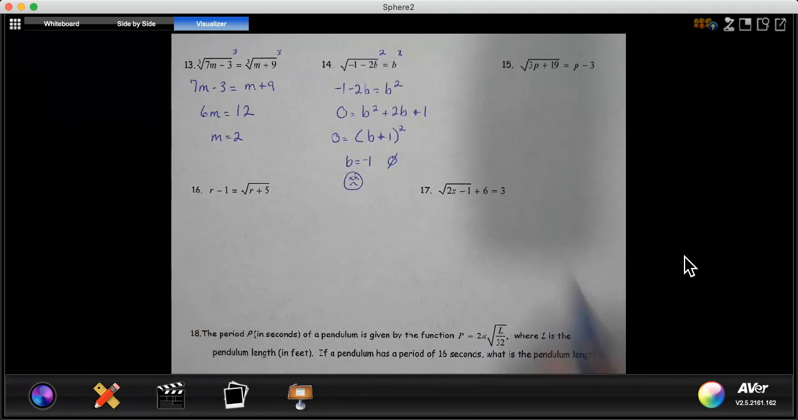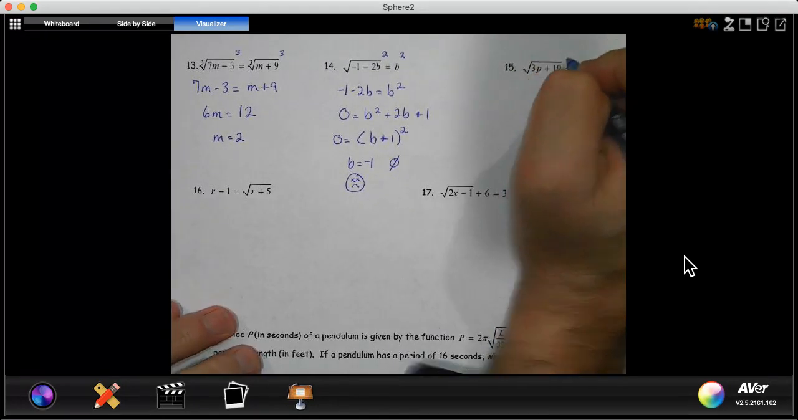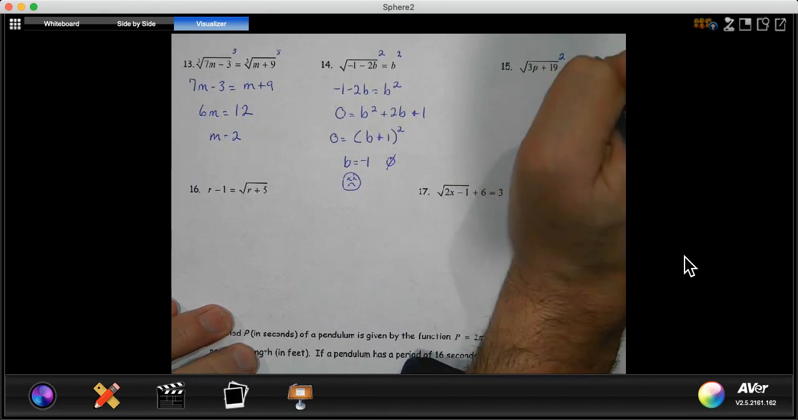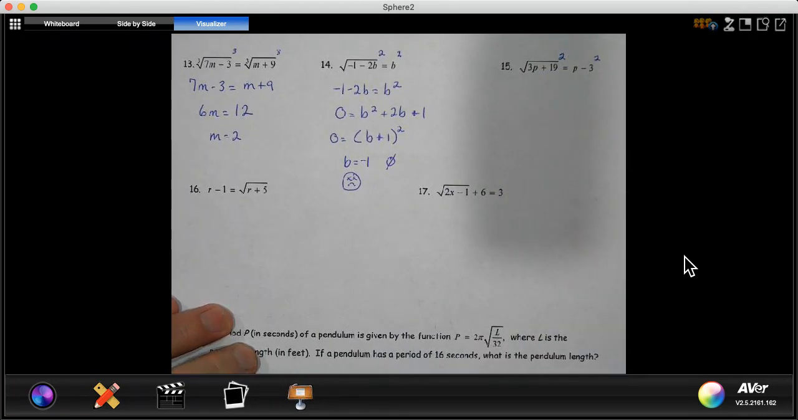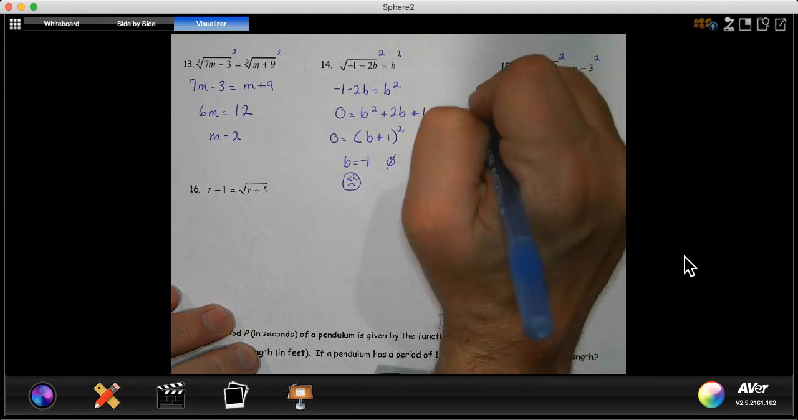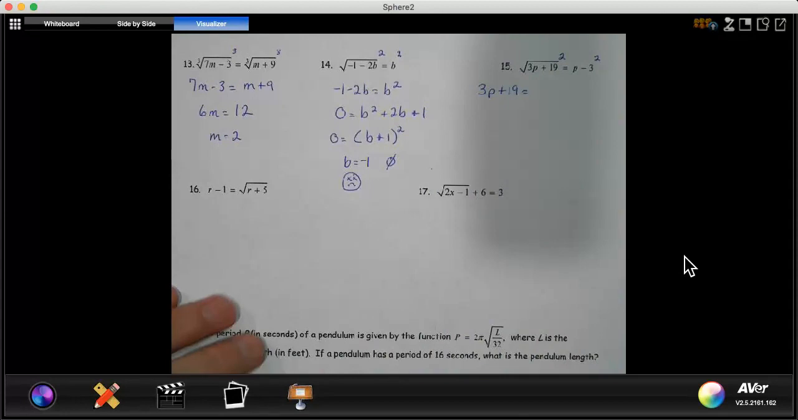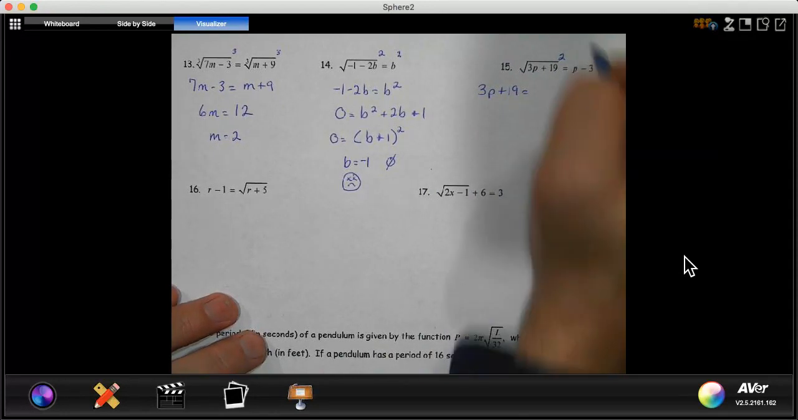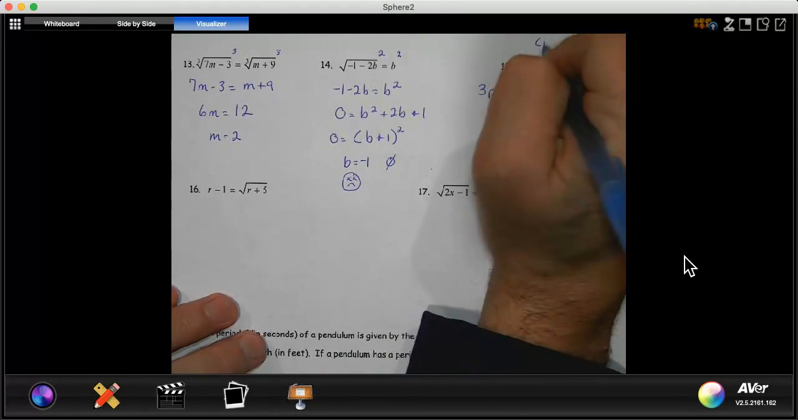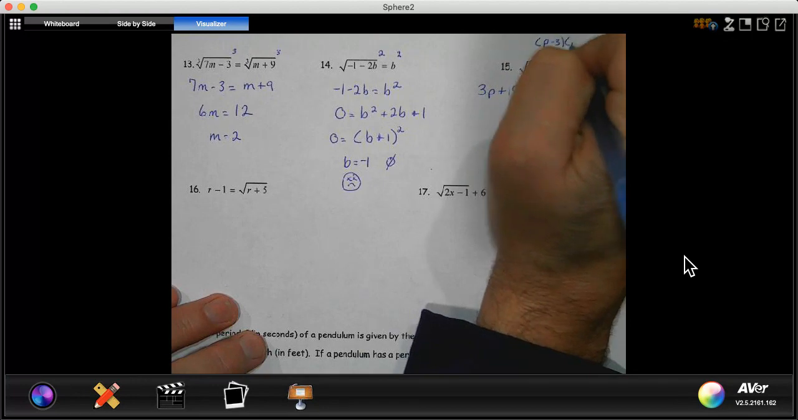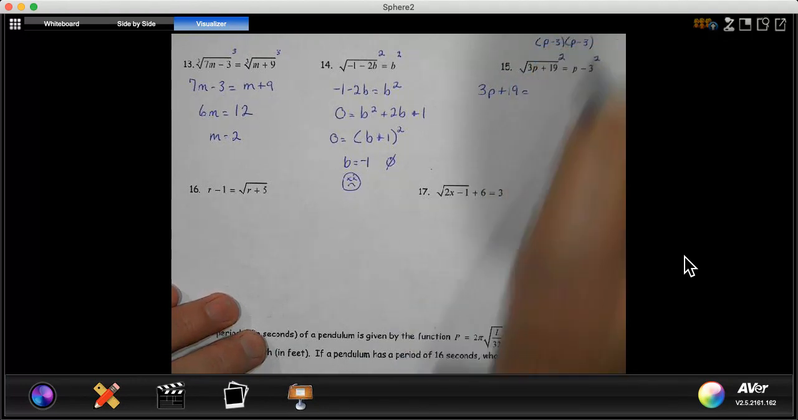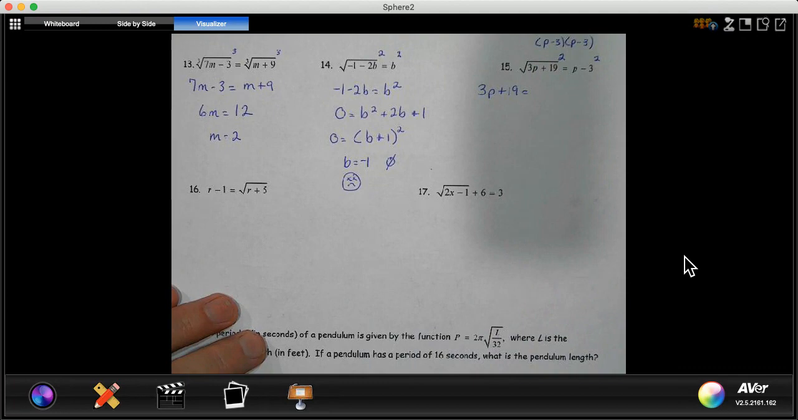All right, 15. So we're going to square both sides. Here's where it gets a little tricky. Okay? So the left side, 3p plus 19. The right side is p minus 3 squared. So I'm going to write that up above. That's FOIL. Don't FLU it. I let you FLU it in a few lessons in chapter 9, but this is FOIL. So you got to do first, outers, inners, last.